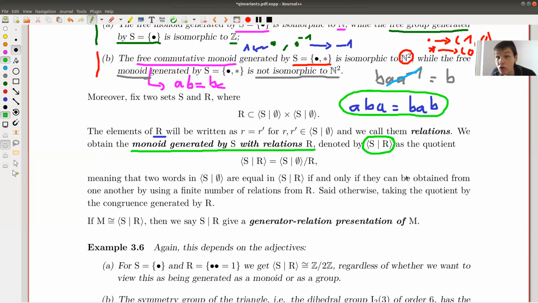So meaning that two words are now equivalent if and only if you can obtain them by a finite number of moves from the set R. Right? Let's say I've imposed this one, then you would need to check whether two words are equivalent, whether you can obtain them by finitely many moves, well, moves of the form ABA equals BAB.